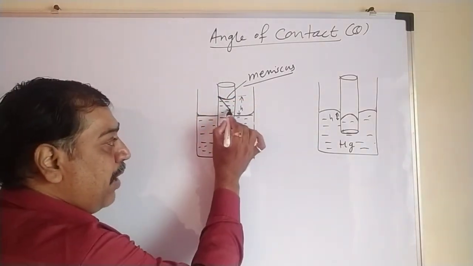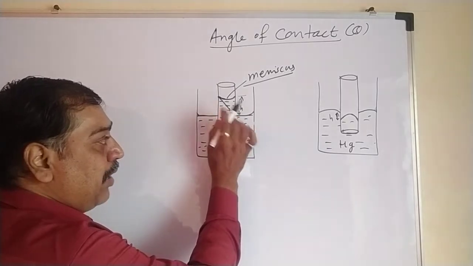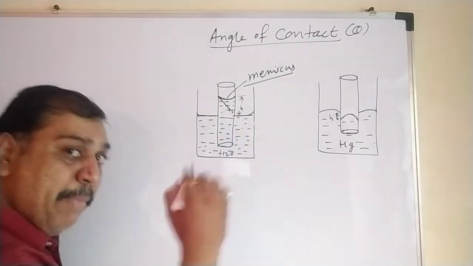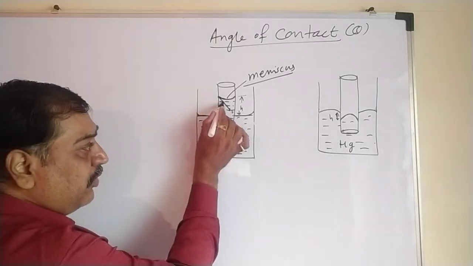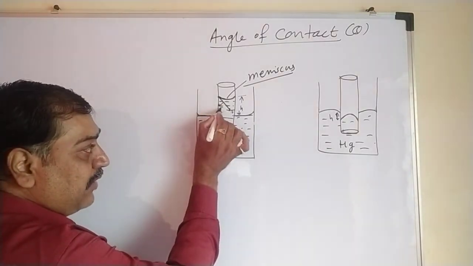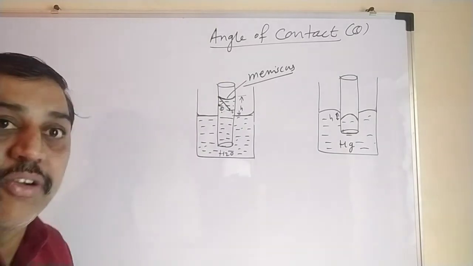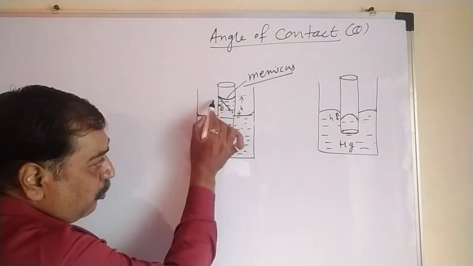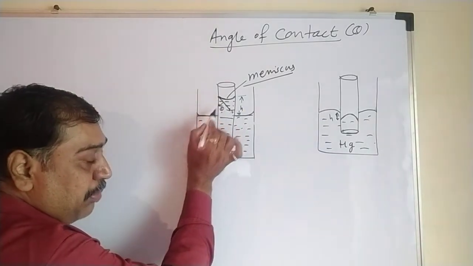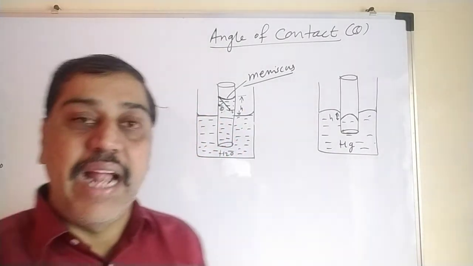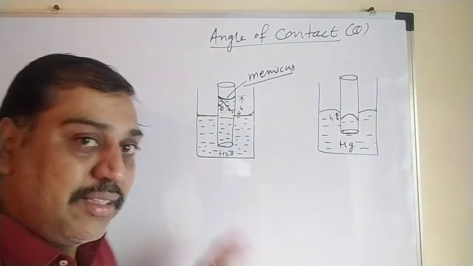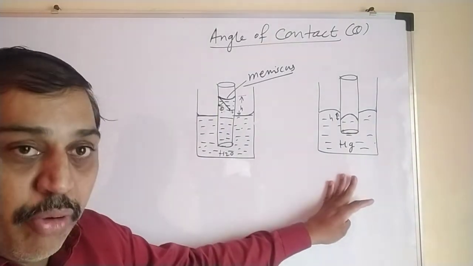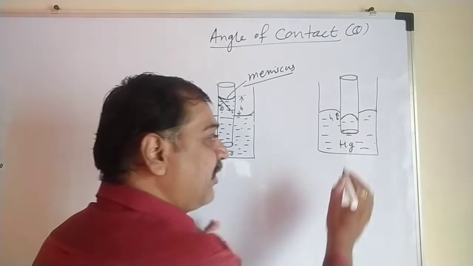Then the angle measured between the tangent drawn to the liquid surface at a point of contact, measured inside the liquid, so this is inside the liquid, this angle is theta, and that is said to be the angle of contact. Remember, don't measure the angle outside like this. The angle must be measured inside the liquid, and that angle is said to be the angle of contact. This angle of contact we have seen in the case of water and glass. Here, for the angle of contact, we have to draw the tangent to the free surface of the liquid.